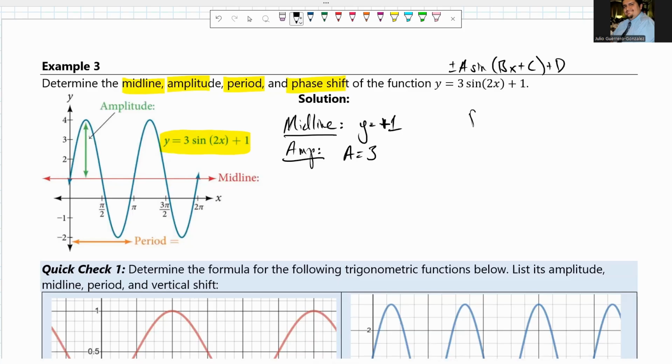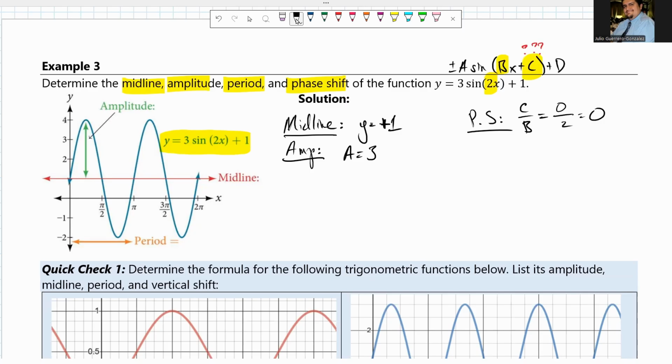Let me do phase shift. Hopefully you guys see that if we match up, there's the B, but there is no C. You guys see that there is no C there. That means our C is 0. So my C divided by B is going to be 0 divided by 2, which is 0. So this thing we don't move left to right at all. Our original picture of sine for this example starts at 0, 0. We don't move it left to right.